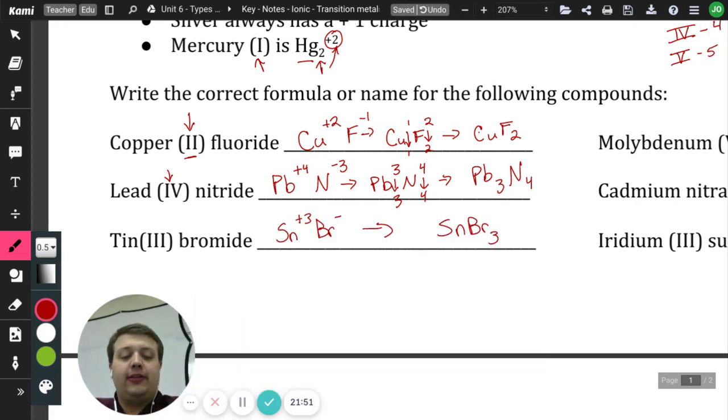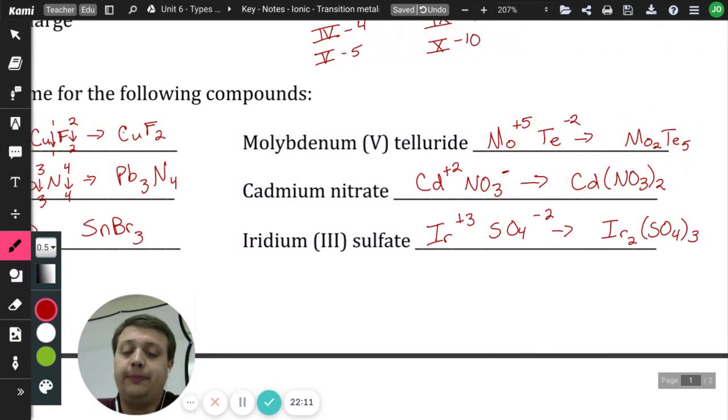All right. So let's take a look at this. So I've got tin with a 3 charge and bromide. So Sn is tin with a 3 charge and Br is bromide with a -1 charge. I swap, drop, reduce, and I should end up with SnBr3.